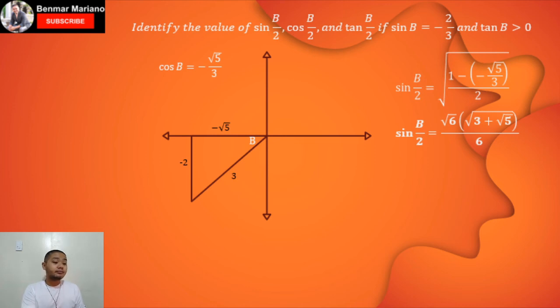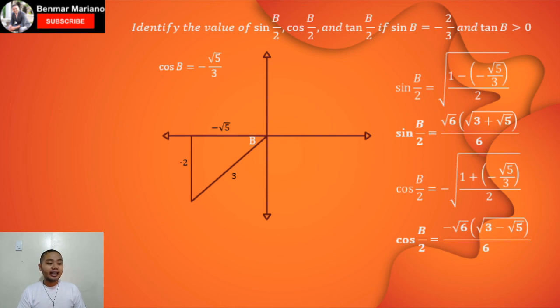Next, for cosine B over 2, it will be plus or minus the square root of (1 plus cosine B) all over 2. And again, B over 2 is in the second quadrant, so therefore, cosine will be negative. So it means that cosine B over 2 must be negative in this specific example. So again, I change cosine B into negative square root of 5 over 3. And then, simplifying that one, we will get negative square root of 6 times the quantity of the square root of 3 minus the square root of 5, all over 6.